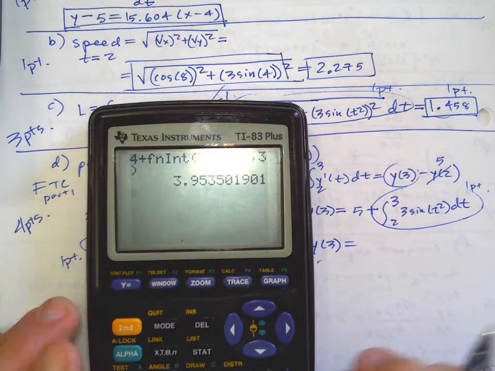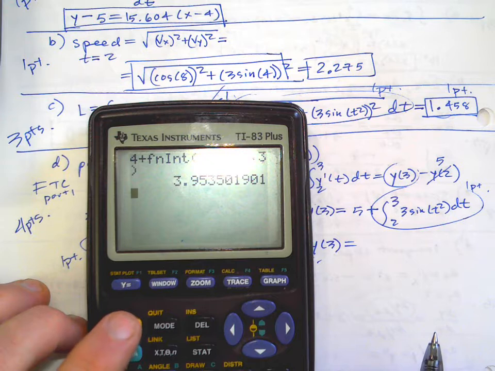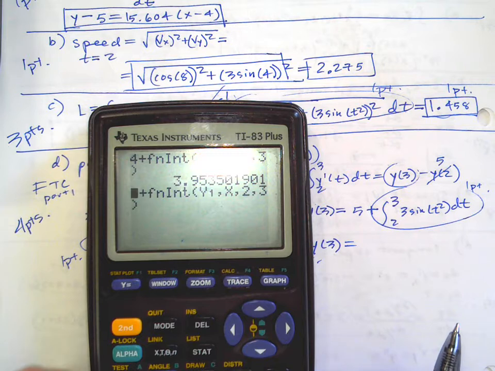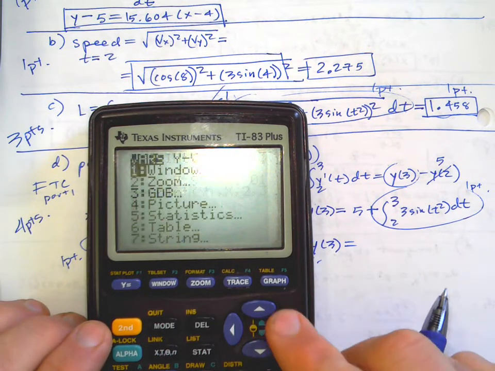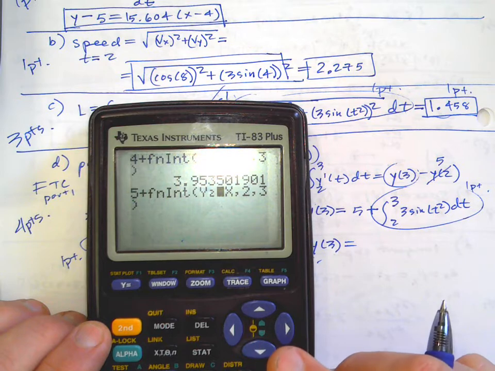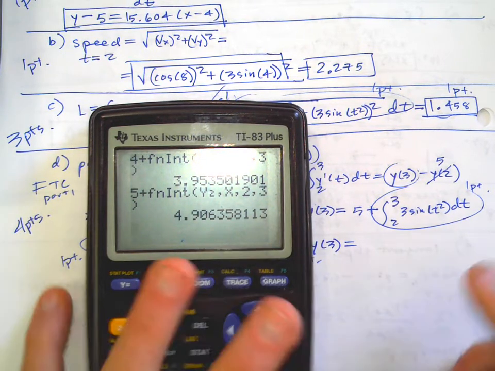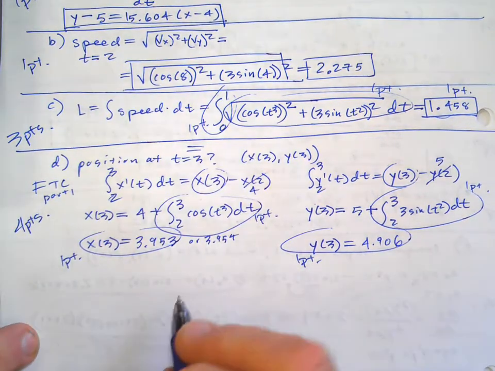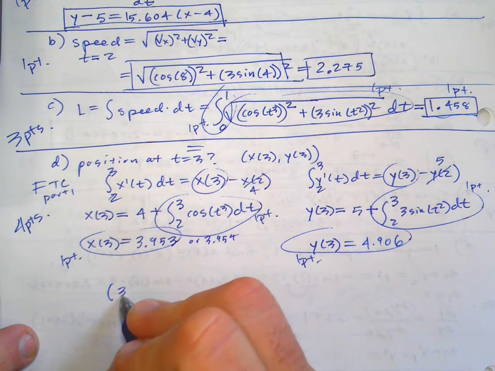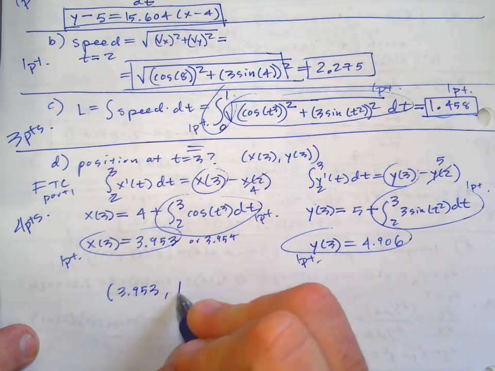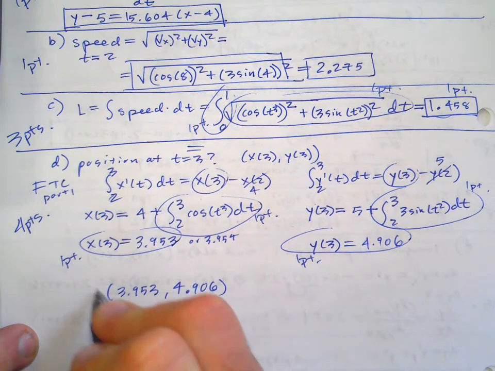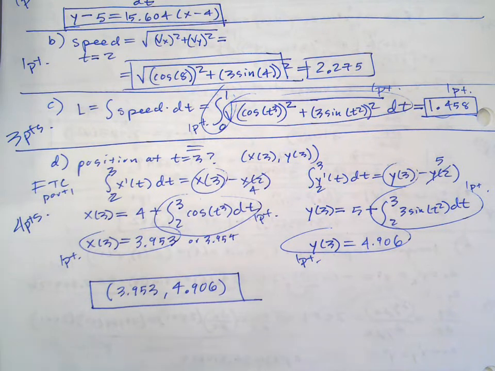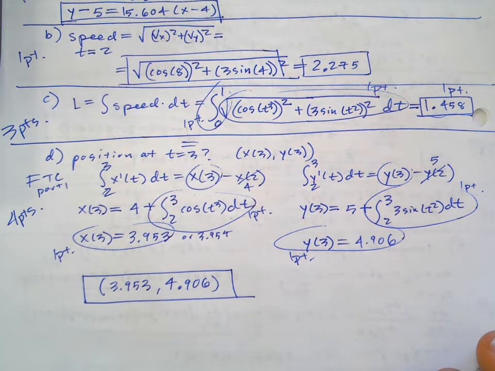Okay, and the other one, I can do copy paste, change the 4 to a 5 and change y1 to vars, y vars, function y2. I don't know if that saved me a little bit of time. 4.906. And then I think we should write the answer as an ordered pair, 3.953, comma 4.906. So generally all these answers in parametrics are going to be written as x and y components, x first, y second. So there you go.